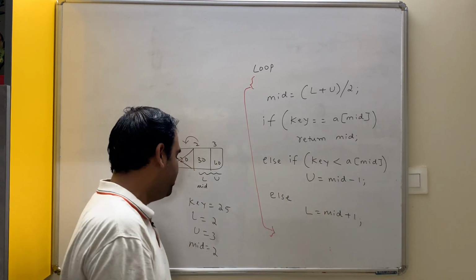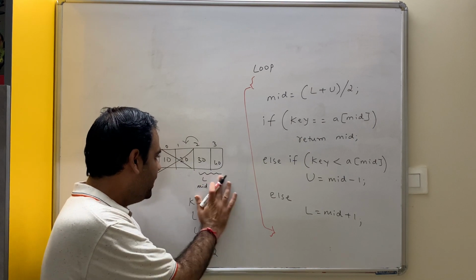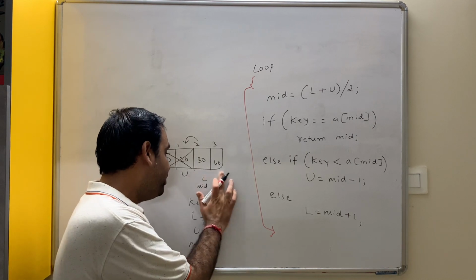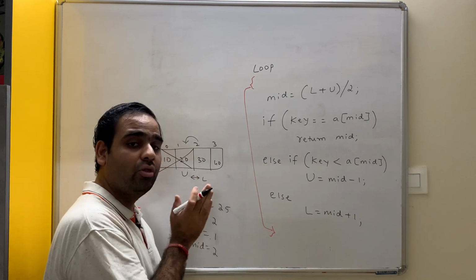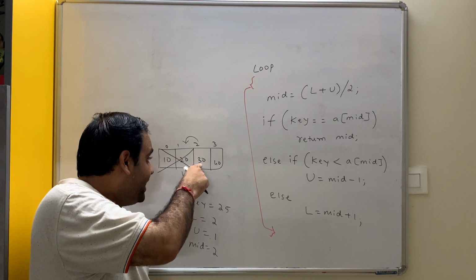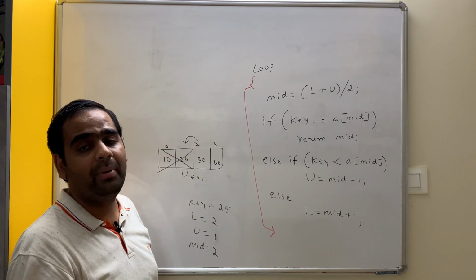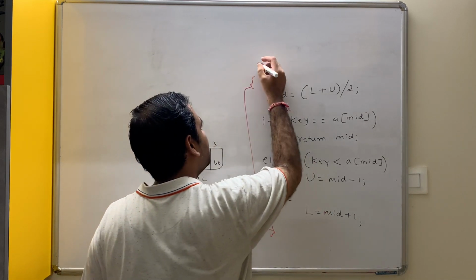Therefore, you say upper is equal to mid minus 1. Now, what is the value of mid? 2. 2 minus 1 is 1. Hence, upper limit will become this. Now, already I said the array is between lower limit and upper limit. The array is not between upper limit and lower limit. That means, is there any element from lower limit to upper limit? No element between lower limit and upper limit. Hence, this becomes the termination condition. And what shall I write over here?